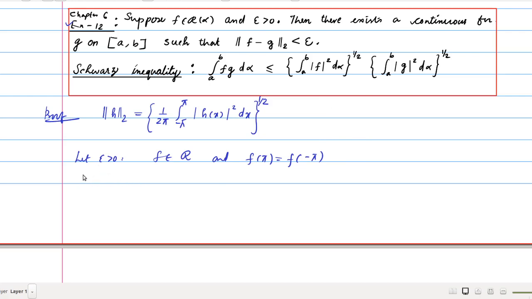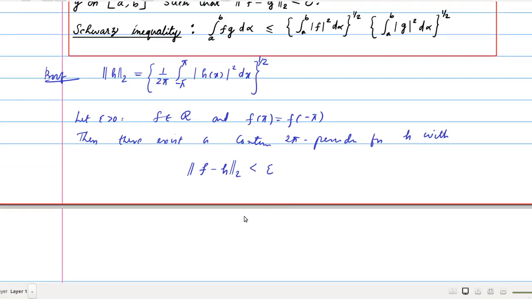Then there exists a continuous 2π periodic function, we name it h rather than g, with the property that the norm of f minus h, instead of writing g here I put h here, the 2-norm, is less than epsilon. Okay, so this is the first statement.